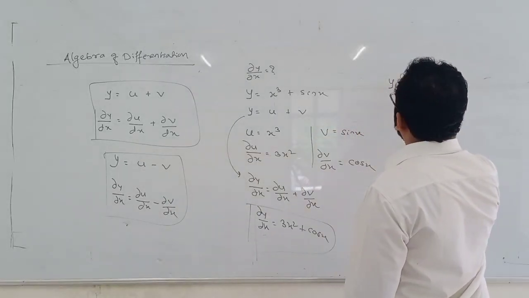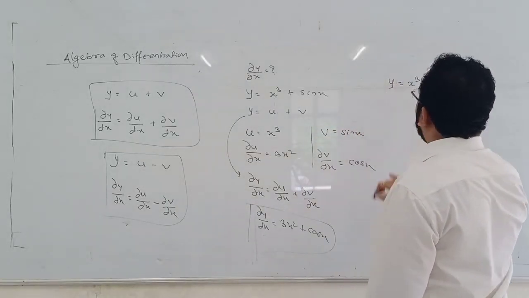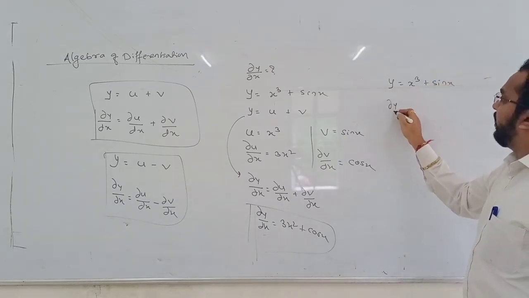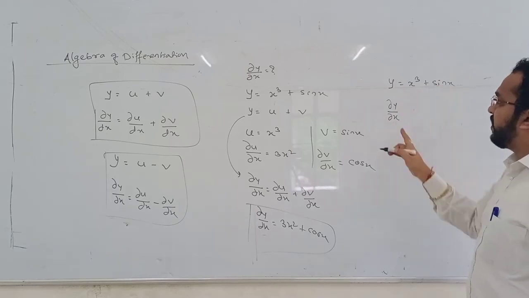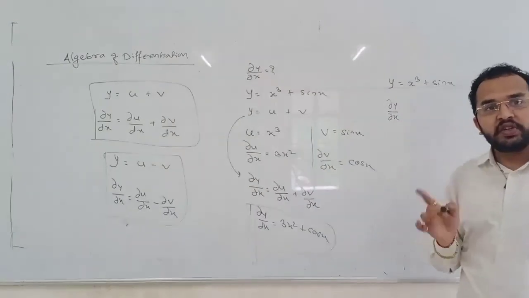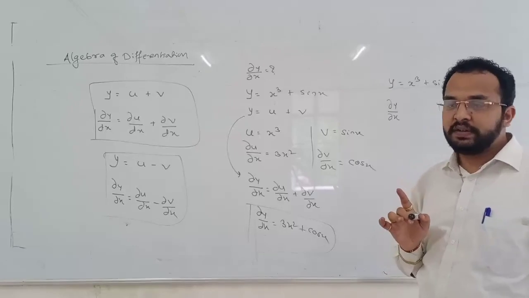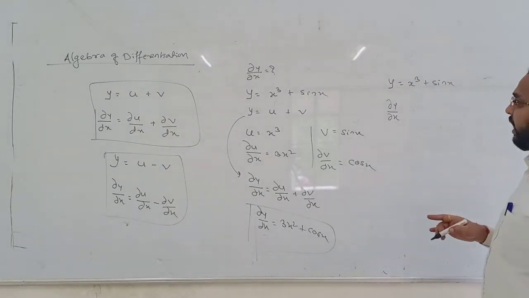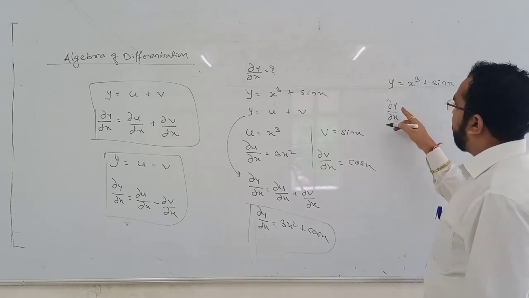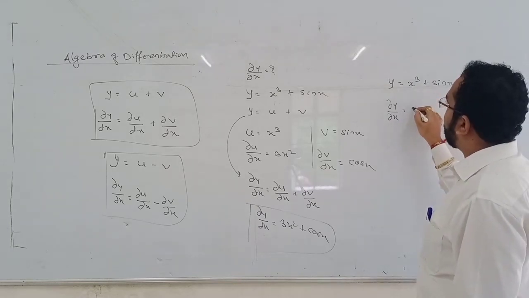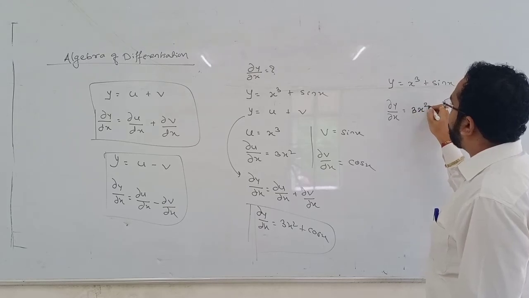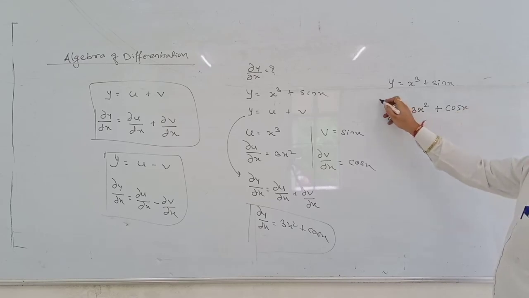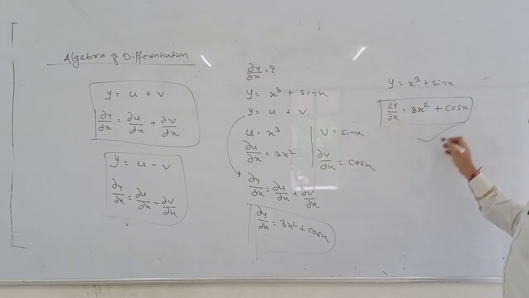सपोज y is equal to x cube plus sin x हे गिवन आहे. सो डायरेक्टली डिफरेंशिएट. What is the differentiation of y with respect to x? In the first lecture itself I have told you change in y with respect to change in x. Change in y with respect to change in x is dy by dx. So what is the differentiation of x cube? It is 3x square. What is the differentiation of sin x? It is cos x. Finish. हेच आन्सर आहे.